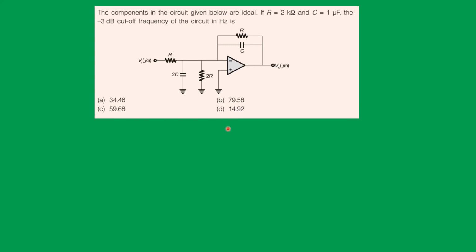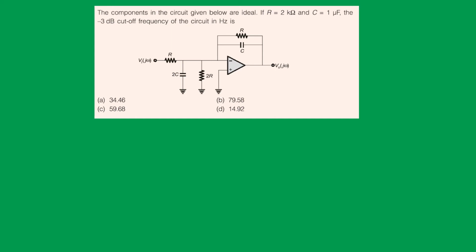The next question is, the components in the circuit given below are ideal. If R equal to 2 kilo ohm and C equal to 1 microfarad, the 3 dB cutoff frequency of the circuit in hertz is. The given circuit is a low pass filter using op amp. This low pass filter is made of R and C components.